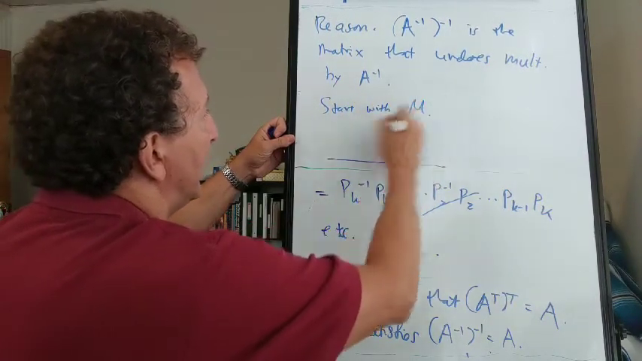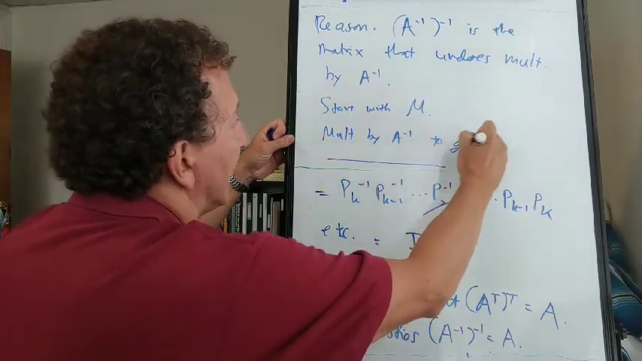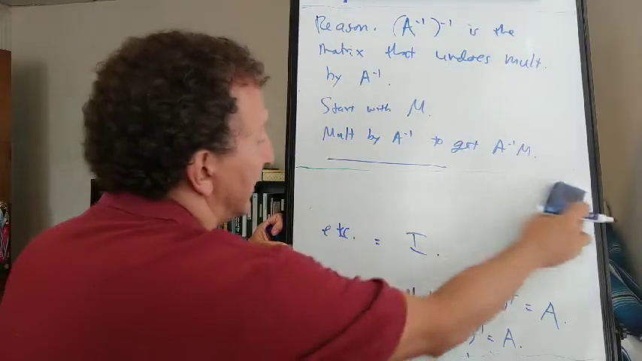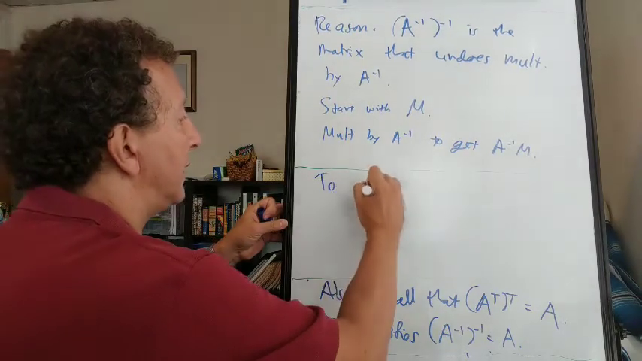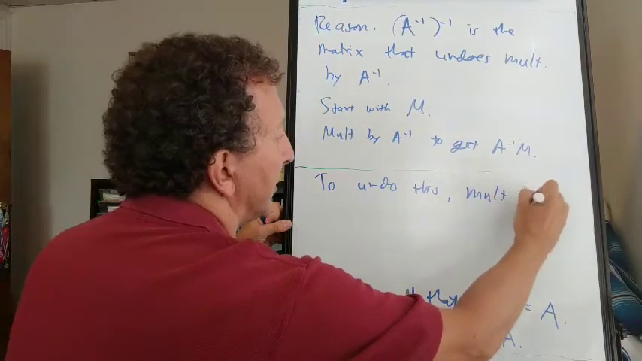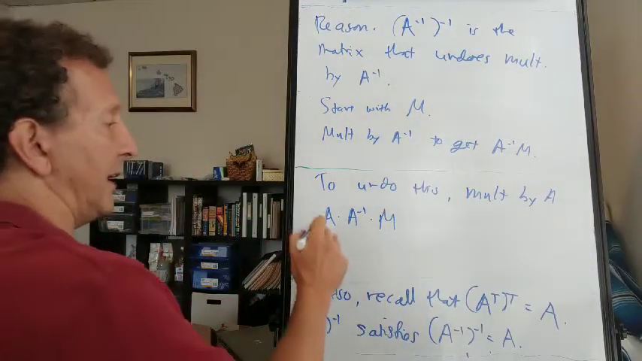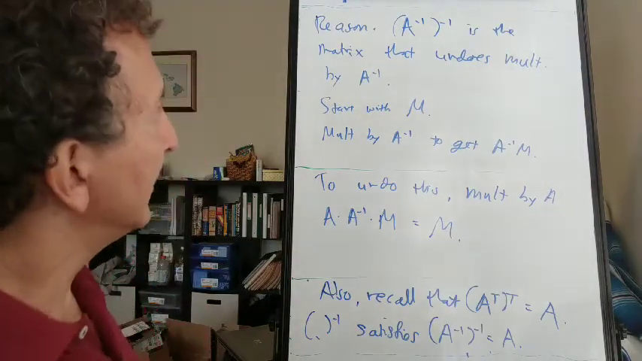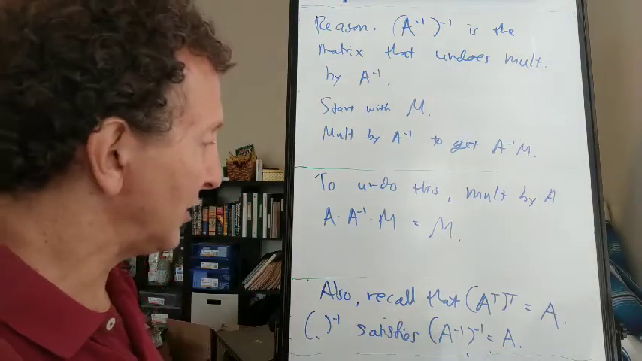So let's say we start with M, multiply by A inverse to get A inverse M. To undo this, multiply by A. So A times A inverse times M. Now the A and the A inverse cancel each other, and that just gives us M. So indeed A is the matrix that undoes multiplication by A inverse.